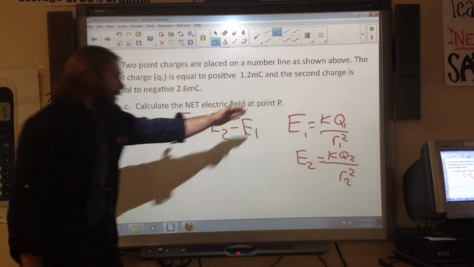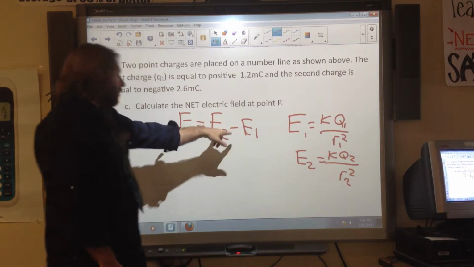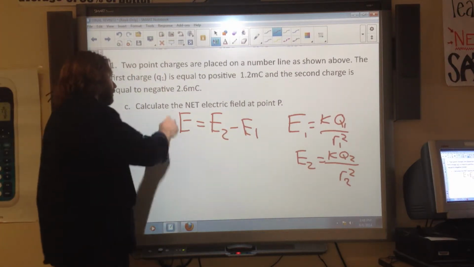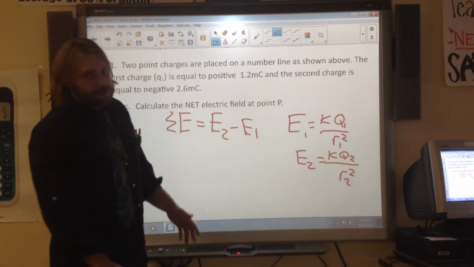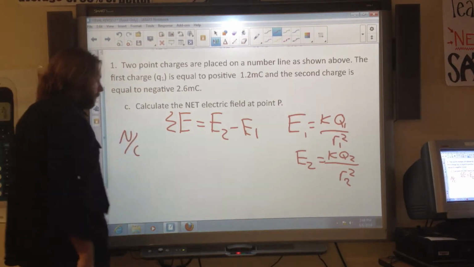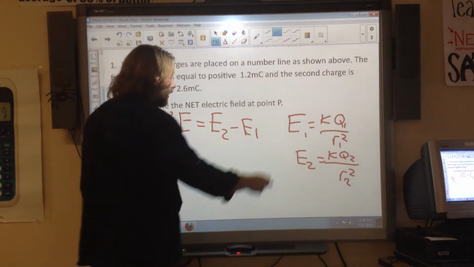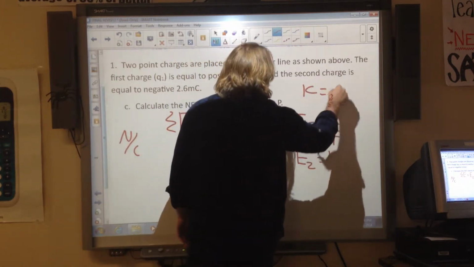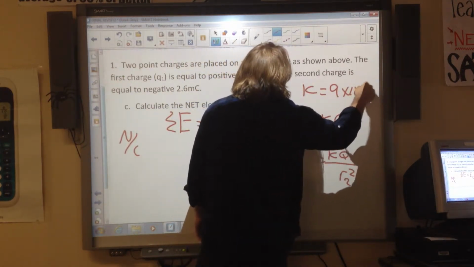So you're going to go ahead and find E1, find E2, and then use this to find the total electric field. And your answer should be given in newtons per coulomb. That's your unit. If you're forgetting what K is, K equals 9 times 10 to the 9.